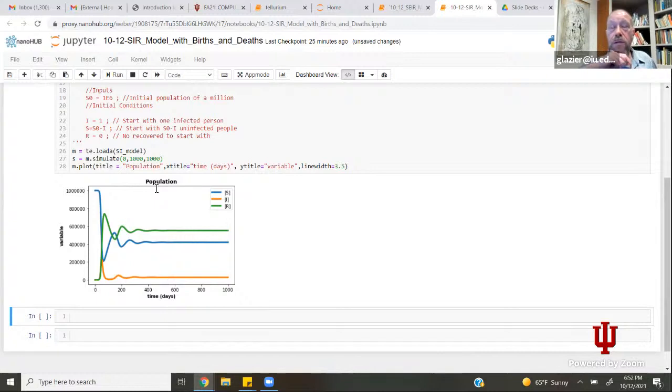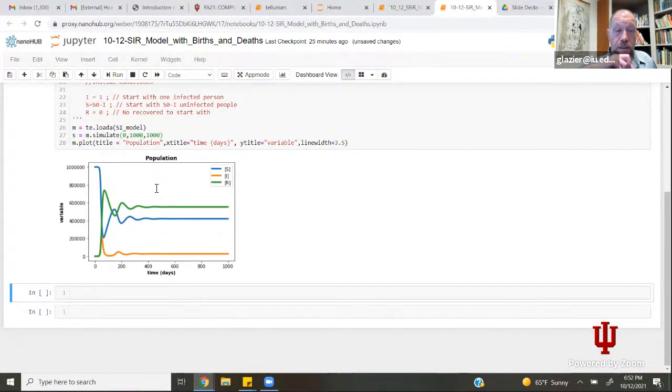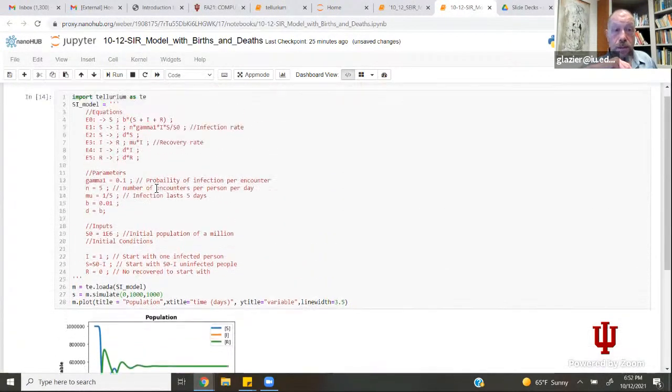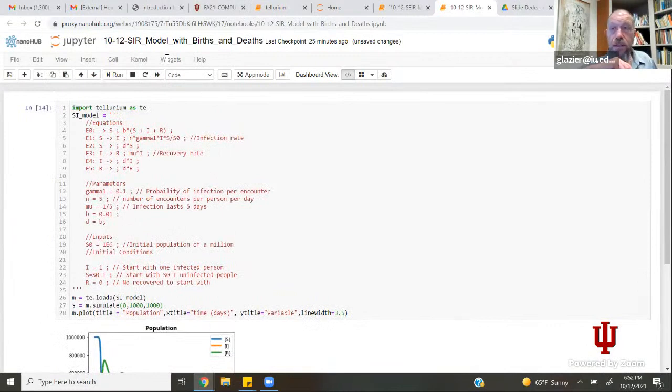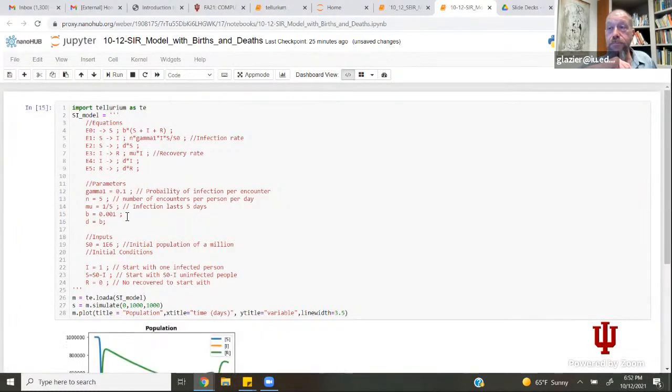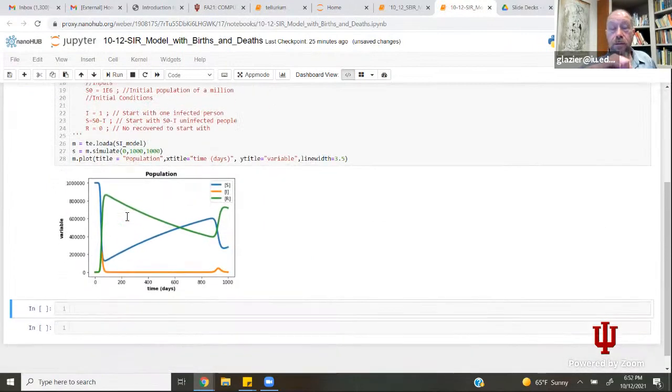Okay. And so now let's make the birth rate smaller. So we'll make B 0.001 instead of 0.01. That would be you give birth every 3 years. It's still much too fast, but all right. Okay, and now you see you've stretched out the oscillation.